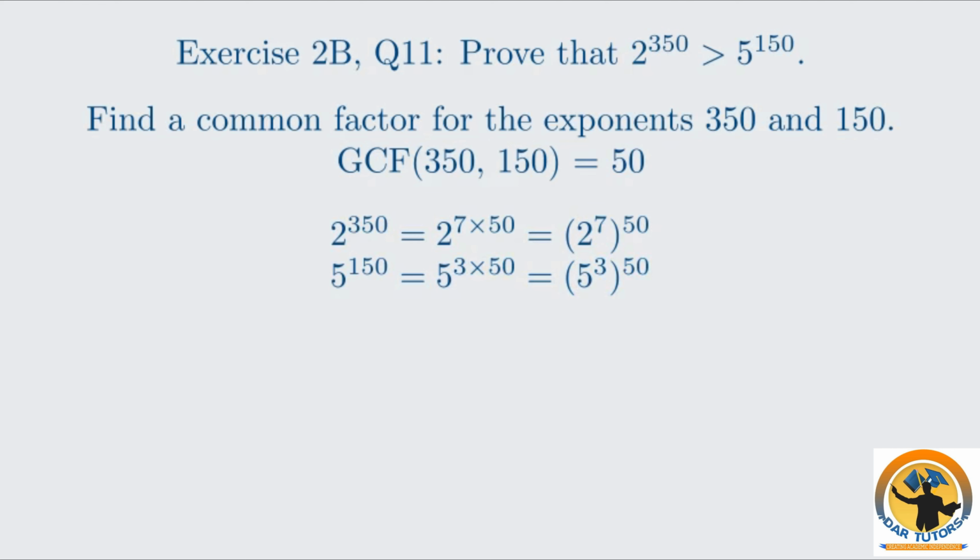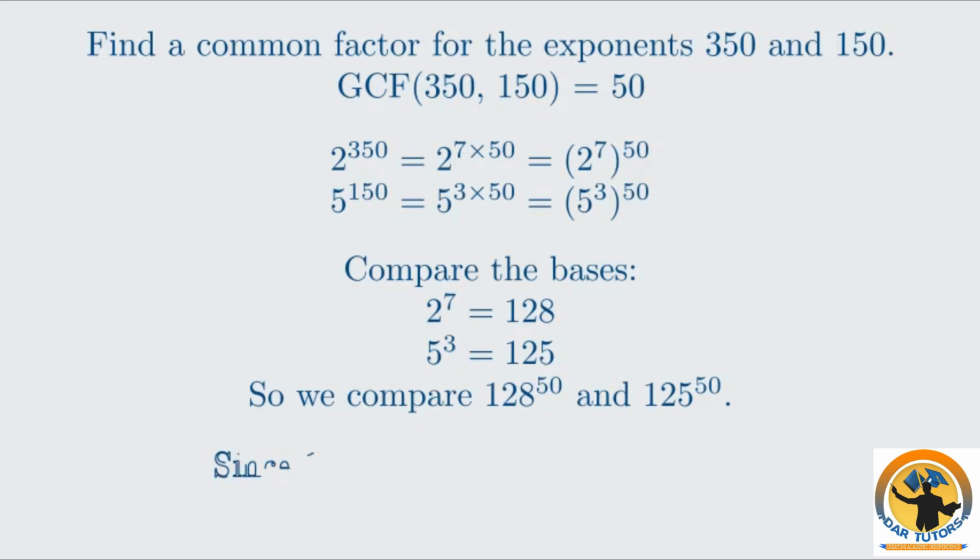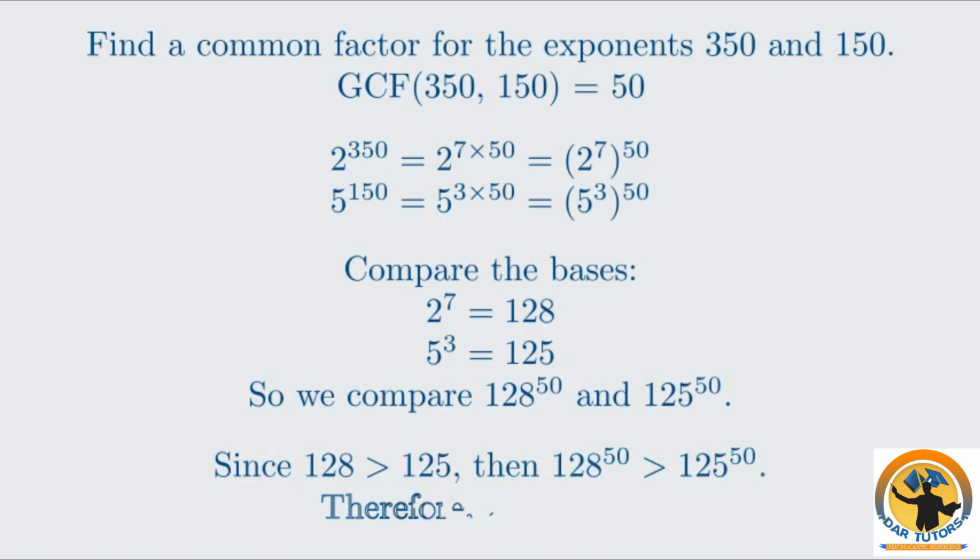If the bases are larger, the overall number will be larger. Let's calculate the new bases. 2 to the power of 7 is 128. 5 to the power of 3 is 125. So our problem is now to compare 128 to the power of 50 with 125 to the power of 50. Since 128 is greater than 125, it follows that 128 to the power of 50 must be greater than 125 to the power of 50. Therefore, we have proven that 2 to the power of 350 is larger than 5 to the power of 150.